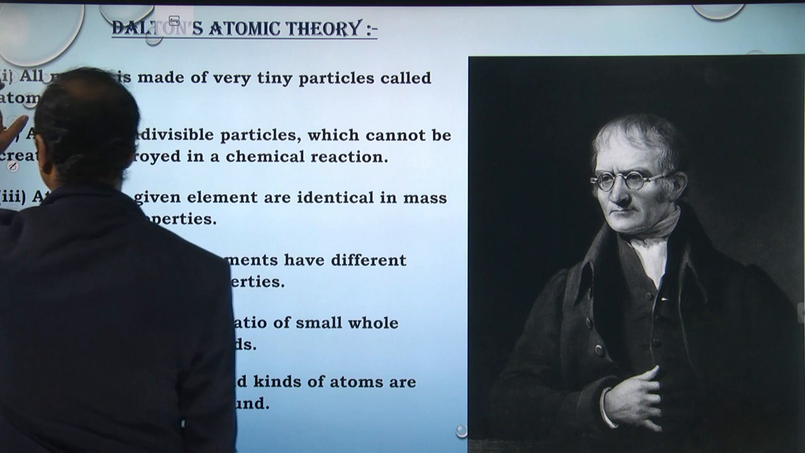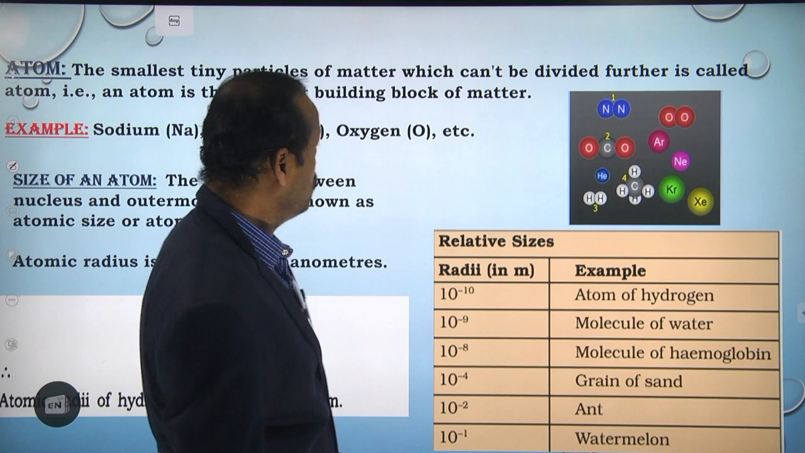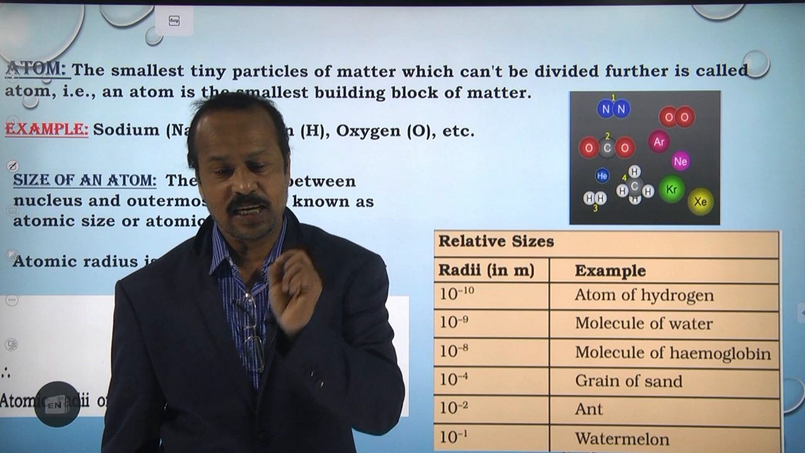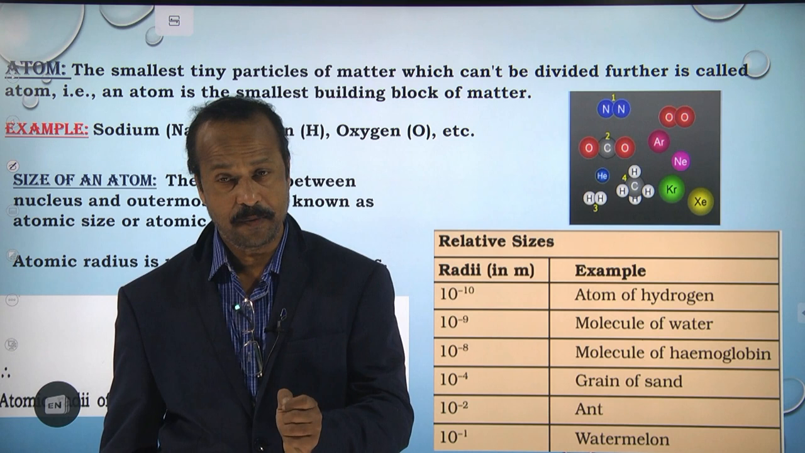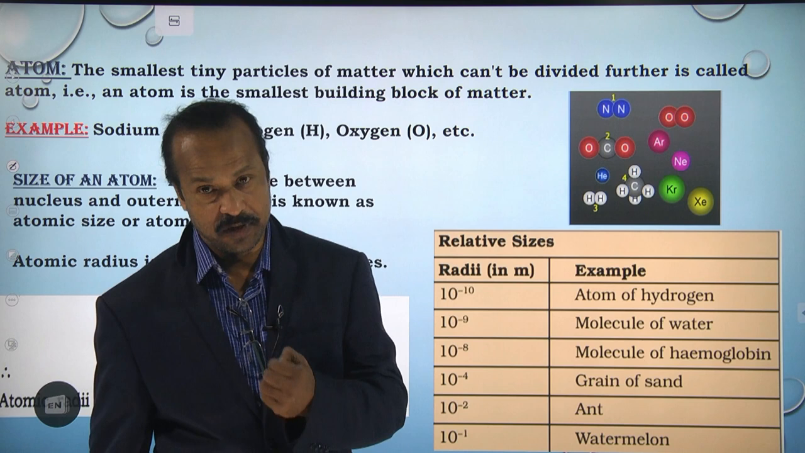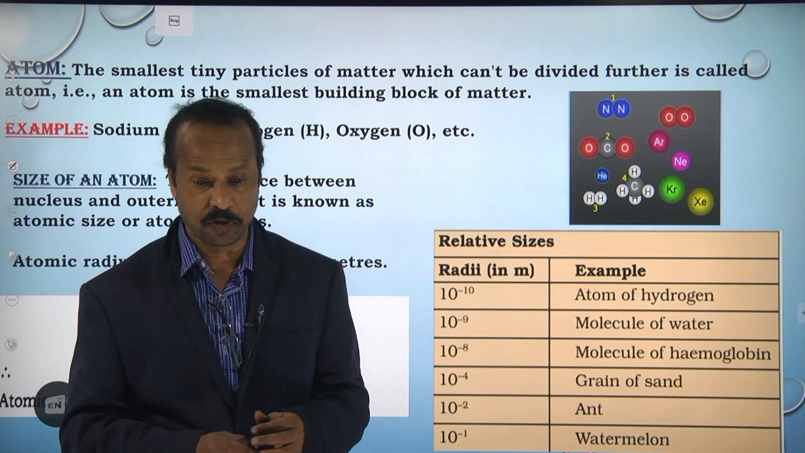Right. So now let us see what an atom is. Already we discussed that the smallest tiny particle of matter which cannot be divided further is called an atom. According to Dalton's theory, this definition is correct. But according to the modern theory, it can be divided. I think we already discussed this in the structure of an atom, right? So the atom is breakable, and when the atom is broken, it consists of subatomic particles like electrons, protons and neutrons, right? Yes or no?